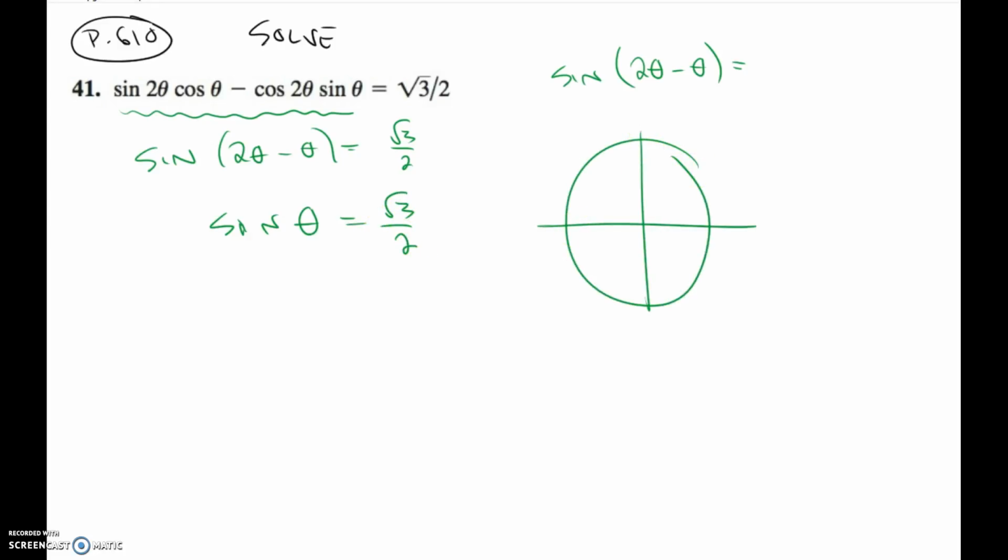Sine is the y-coordinate. Y-coordinate is the square root of 3 over 2. Those 30-degree angles, so theta equals pi thirds plus 2 pi k, and 2 pi thirds plus 2 pi k. Boom.